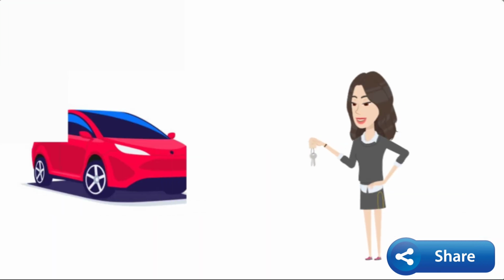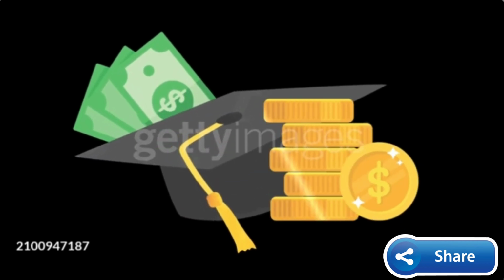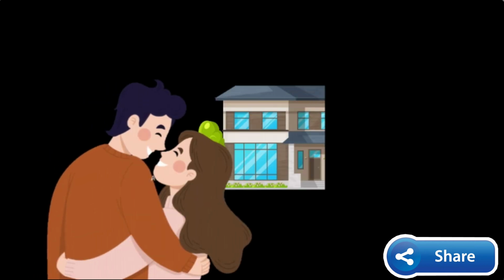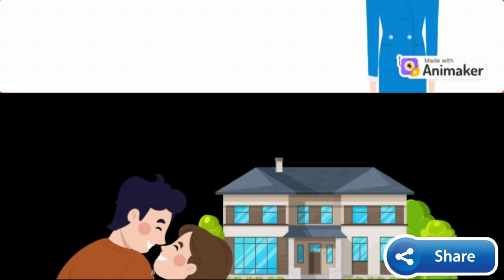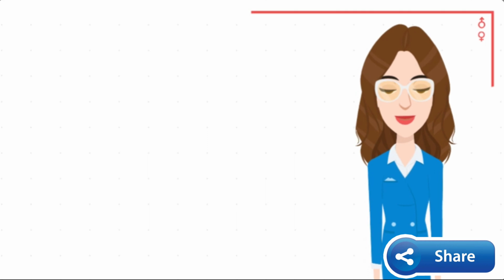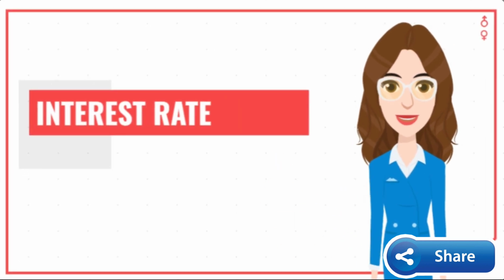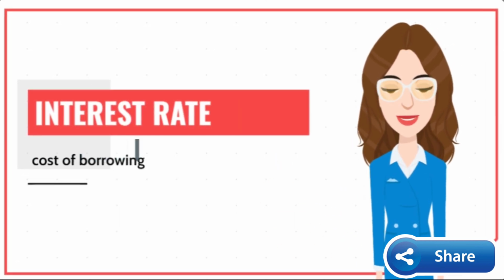Our next topic is interest rate. If you bought a car, got a school loan, used a credit card, or purchased a home, basically, interest rate is the cost of borrowing money, or we can think of it as a rental price.